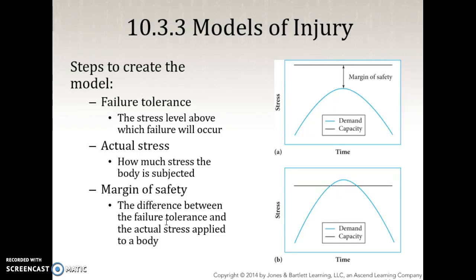Another example: if a load is applied at the right frequency, biological responses will occur in the tissue that will improve its ability to handle stress. That is, increase its failure tolerance. However, if the frequency of loading is too high, we are overtraining, the tissue will fatigue and the failure tolerance will begin to decline, as well as the margin of safety, here being our failure tolerance right in here.